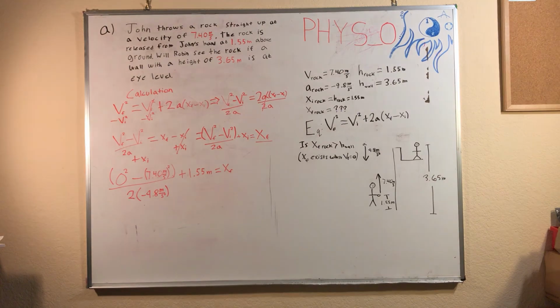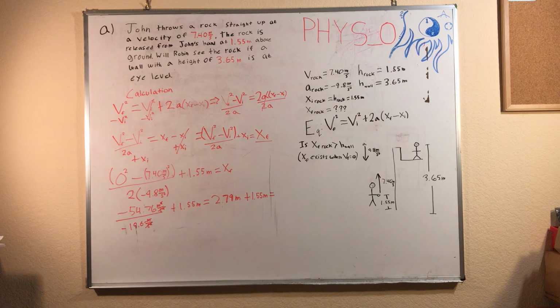After some calculations, we have negative 54.76 meters squared per second squared divided by negative 19.6 meters per second squared plus the 1.55 meters. Calculating and crossing out our units now, we end up with 2.79 meters plus the 1.55 meters, which equals a total distance of 4.34 meters. So, our final distance of the rock is 4.34 meters, meaning the rock reaches a peak of 4.3 meters high.